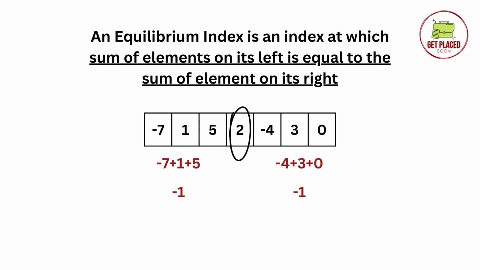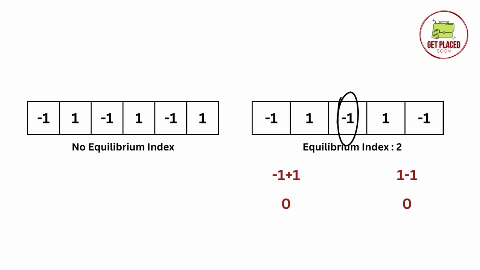Now let's see other examples. Here you can see the middle element is the equilibrium index, that is the element at index 2, that is minus 1. The left side is minus 1 plus 1, that is equal to 0. On the right side, 1 minus 1, that is equal to 0. So the equilibrium index is 2. Now in this other example, the given array has no equilibrium index.